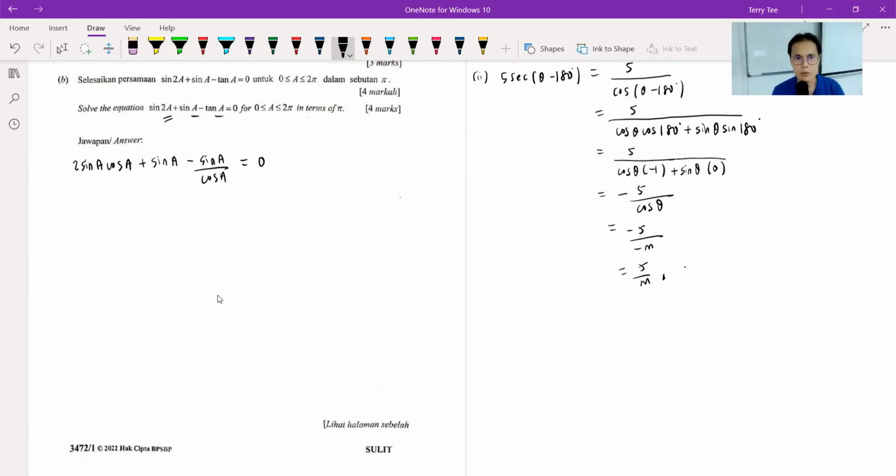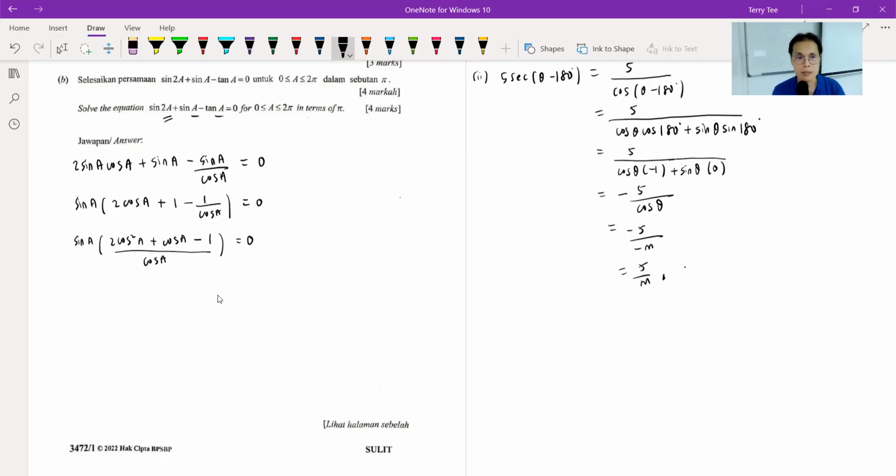So I noticed that all three terms have sine a, so I'm going to take out the sine a. I'm left with 2 cos a, and for the sine a term, if you factorize it, you're left with 1. Take out the sine a from the tangent term, and I'm left with 1 over cos a. The result is 0. Now we can combine this as a single fraction. Keep writing your sine a. 2 cos a times cos a is 2 cos square a, plus cos a minus 1, divided by cos a. The whole thing is now equal to 0.